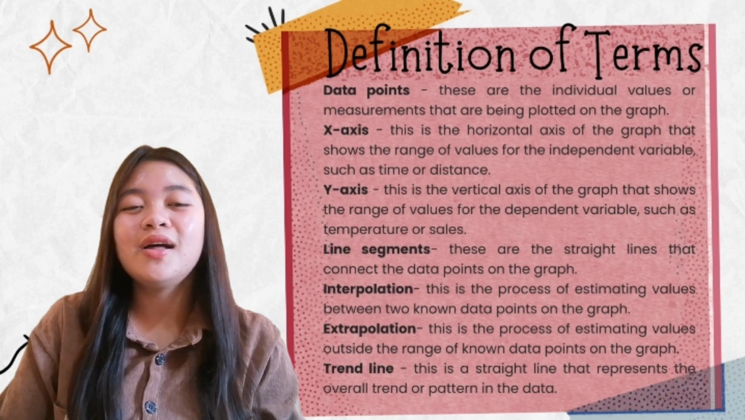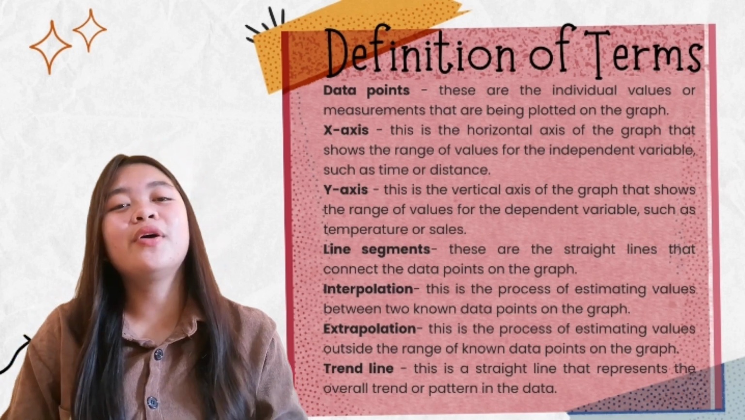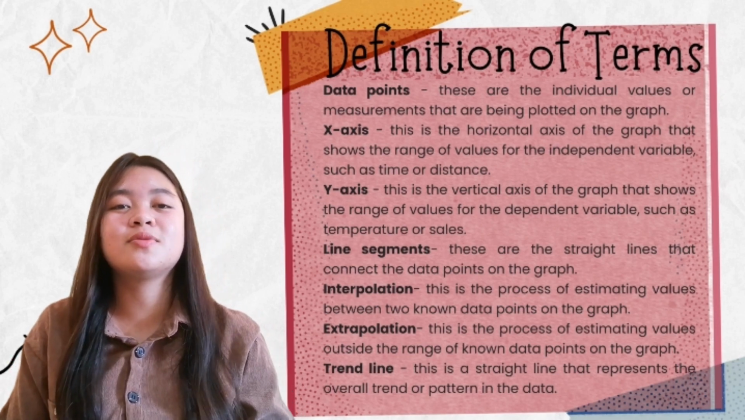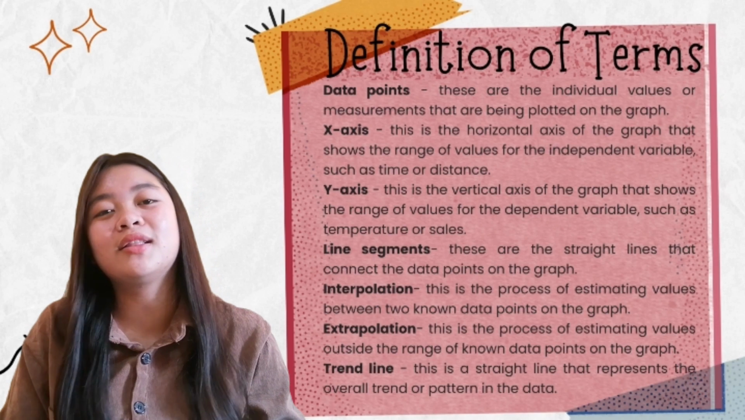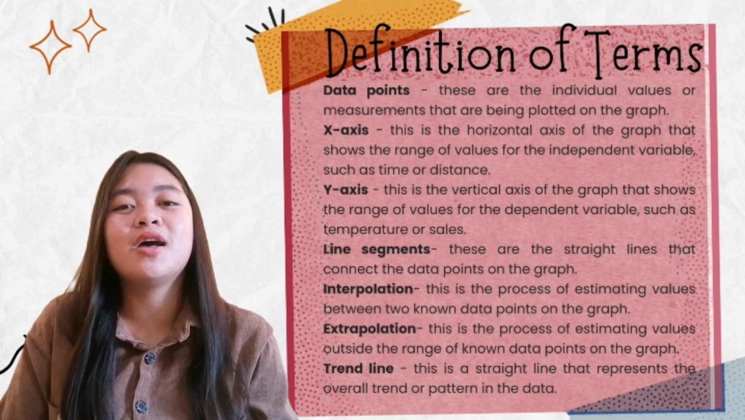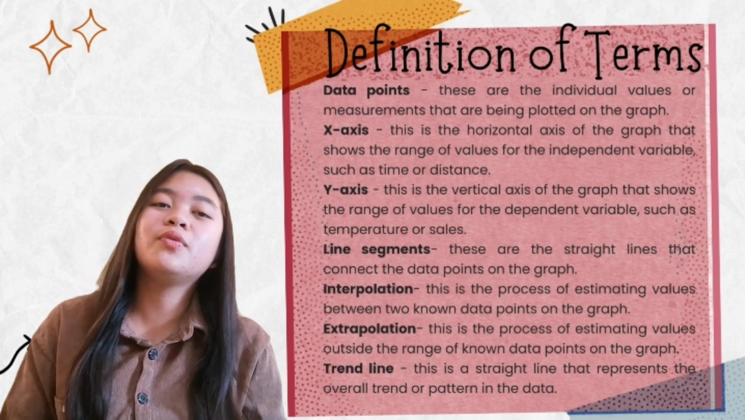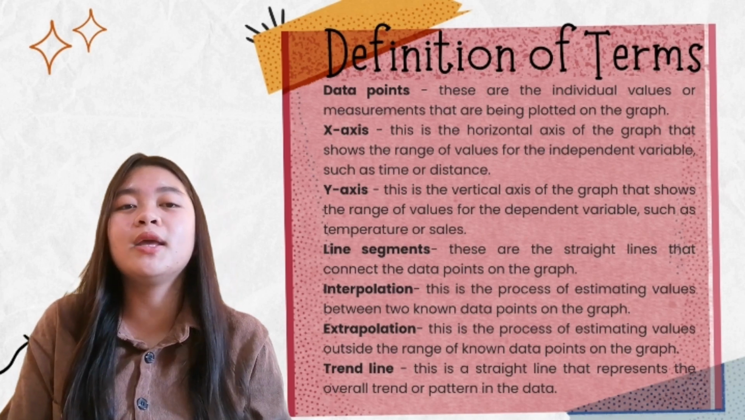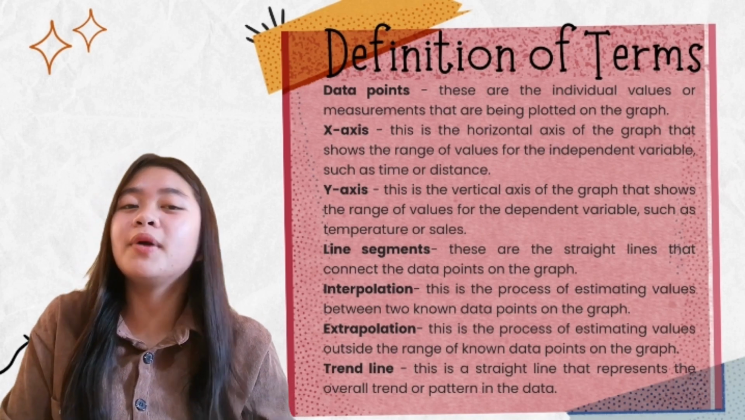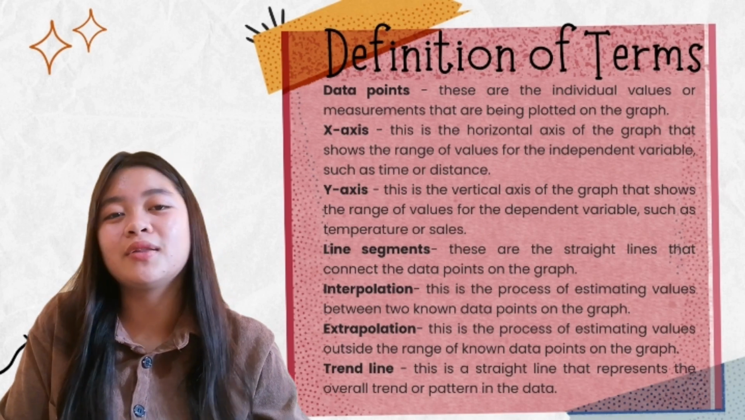To start off, let's begin with the definition of a broken line graph. A broken line graph is a type of graph that displays data as a series of points connected by straight lines. Now, let's move on to some related terms. First, we have the data points. Data points are the individual values or measurements that are being plotted on the graph. For example, if we are plotting the temperature over a week, each day's temperature would be a data point.